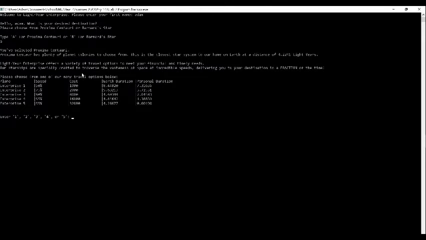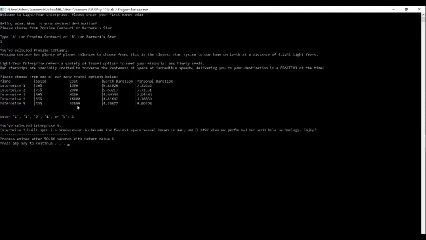Lightyear Enterprise offers a variety of travel options to meet your financial and timely needs. Our starships are specially crafted to traverse the vastness of space at incredible speeds, delivering you to your destination in a fraction of the time. Please choose from one of our many travel cost options below. I'm going to choose option 4. You've selected Enterprise 4. Enterprise 4 built upon its predecessor to become the fastest space vessel known to man until 2497, when we perfected our wormhole technology.